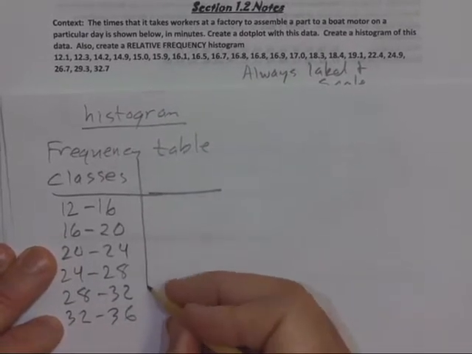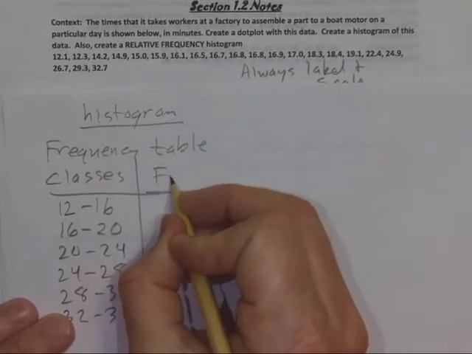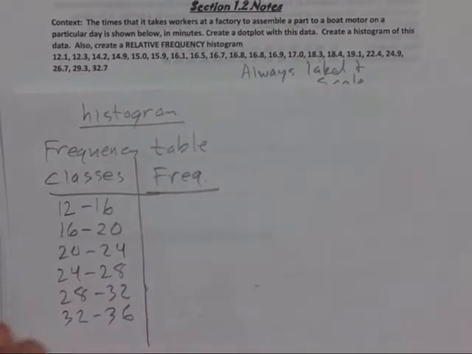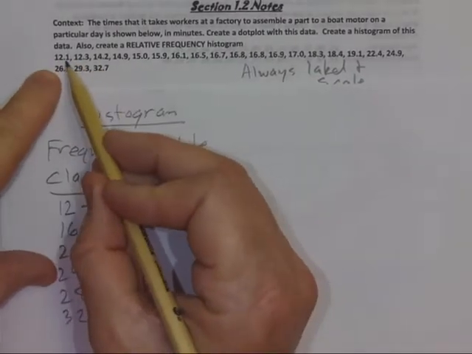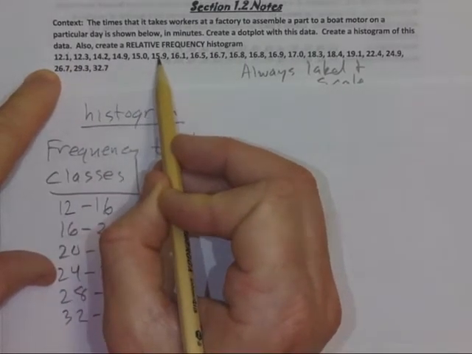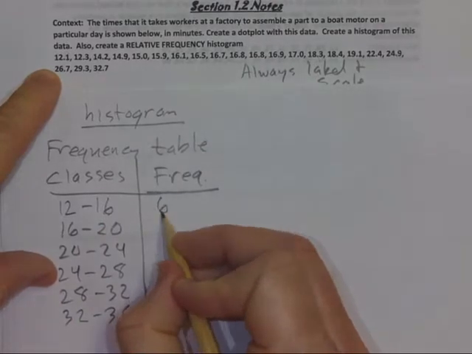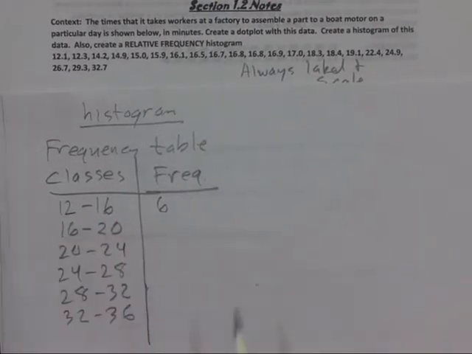So you could have gone maybe with a class size of 3 or a class size of 5. You have some liberty here. So those are the class sizes. And then we are going to go with frequencies. You could make tally marks, but I'm going to just count up the numbers between 12 and 16. That's going to be 1, 2, 3, 4, 5, 6. So there are 6 of them. That's the frequency, or the number of numbers that are between 12 and 16.